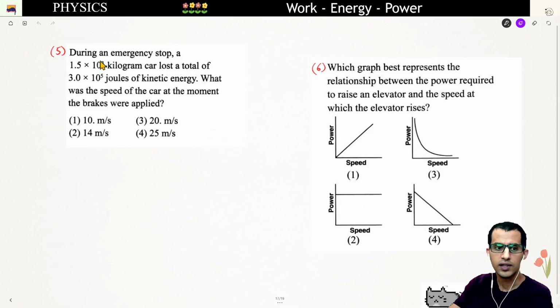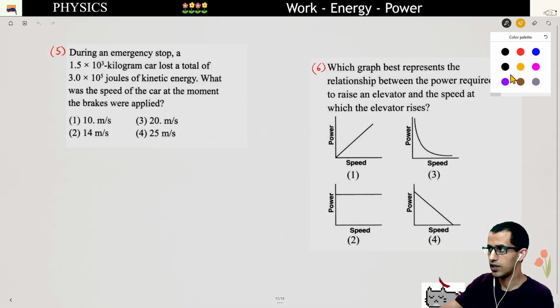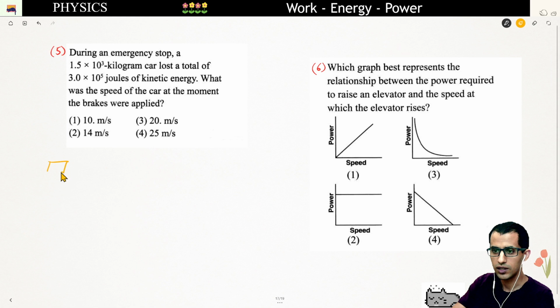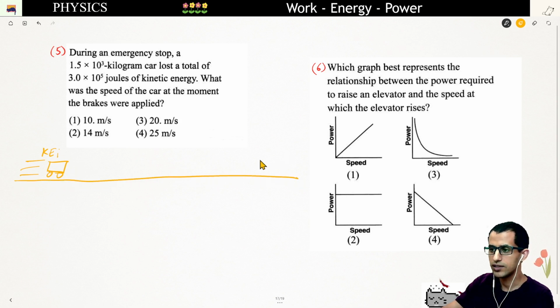Okay, number 5. During an emergency stop, a 1.5 times 10 to the 3 kilogram car lost a total of 3 times 10 to the 5th joules of kinetic energy. What was the speed of the car at the moment the brakes were applied? So I'm just going to draw a quick sketch just to help myself understand the question. Here we have a car that's going really fast. It has some initial kinetic energy. It then slams on the brakes and eventually comes to a stop here.